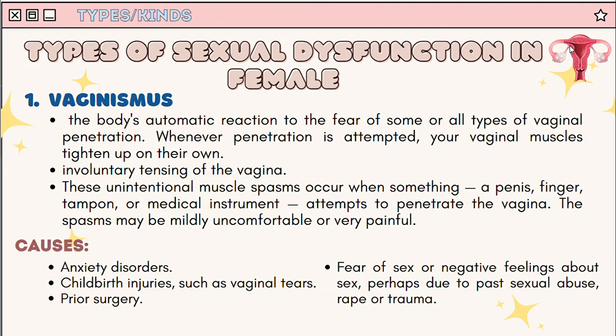So we have here the causes of vaginismus: anxiety disorders, childbirth injuries such as vaginal tears, prior surgery, and fear of sex or negative feelings about sex, perhaps due to past sexual abuse or rape or trauma.